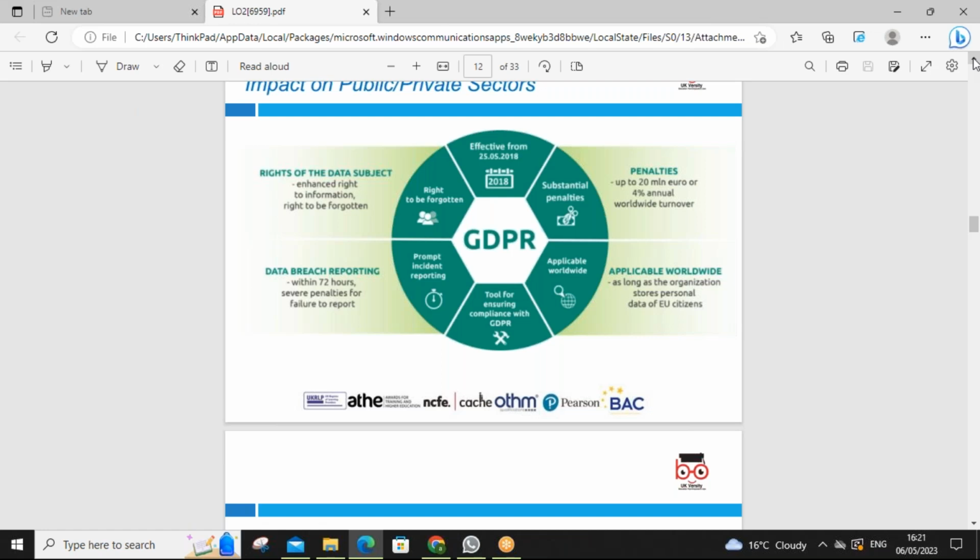The rights of the data subject can be enhanced, including the right to information and the right to be forgotten. We can look at data breach reporting. The penalties can be 20 million or 4% of annual turnover, effectively being enforced from the 25th of May, with substantial penalties, and some sections of it being updated.